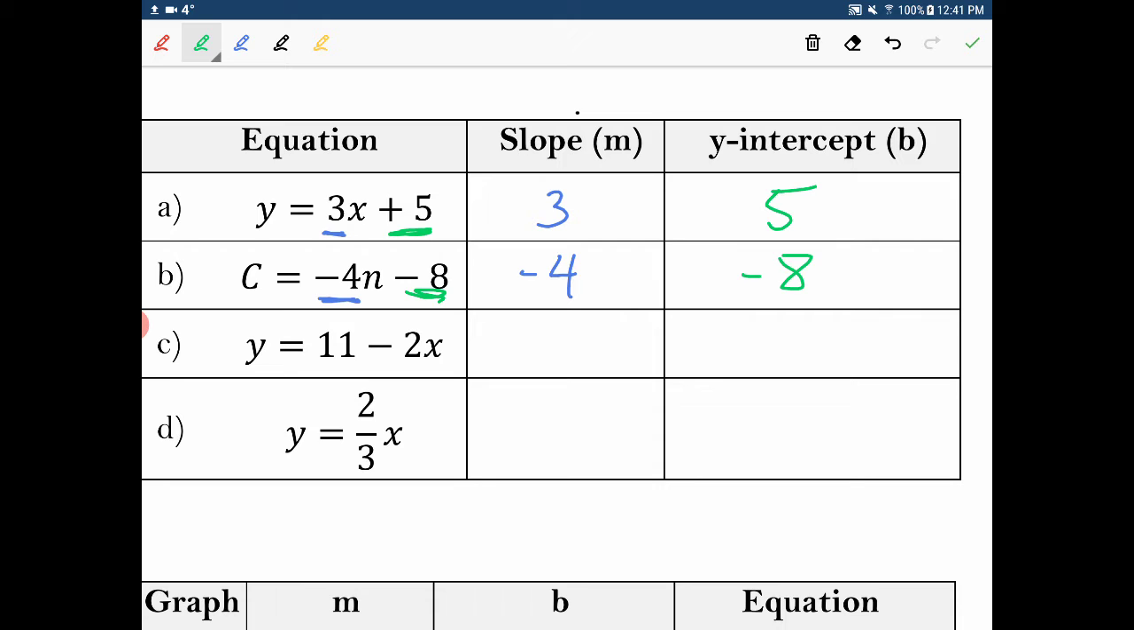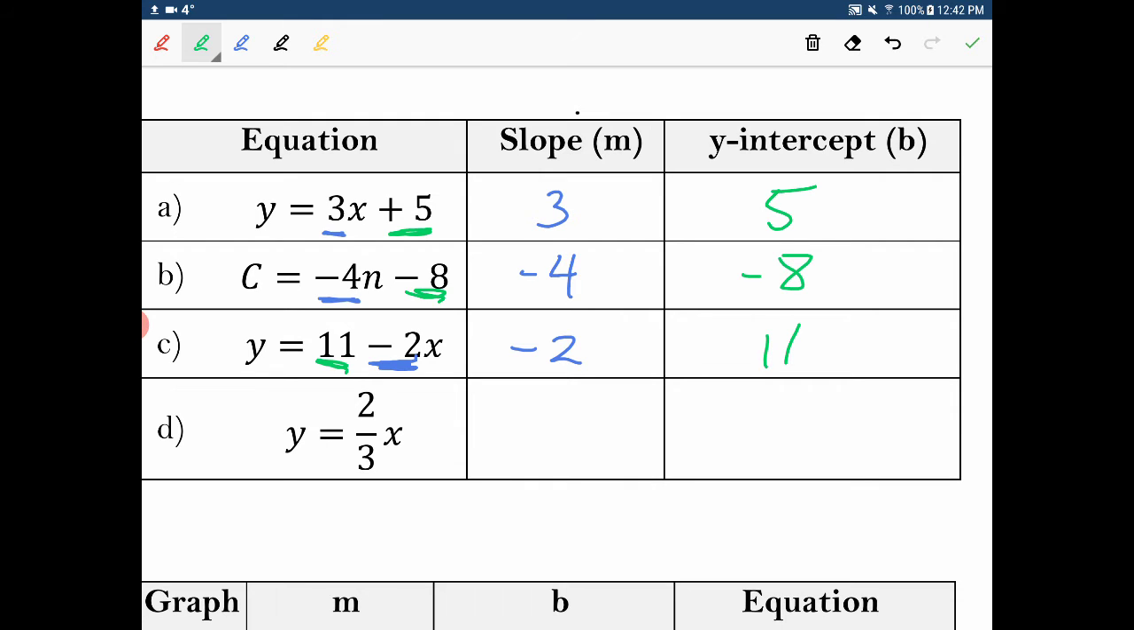All right, now this next one is intentionally to mess you up. You'll notice that the term with the x is at the end. It doesn't make a difference. It's the number connected to the variable. So it's going to be our -2. Okay, and the number by itself is our 11.